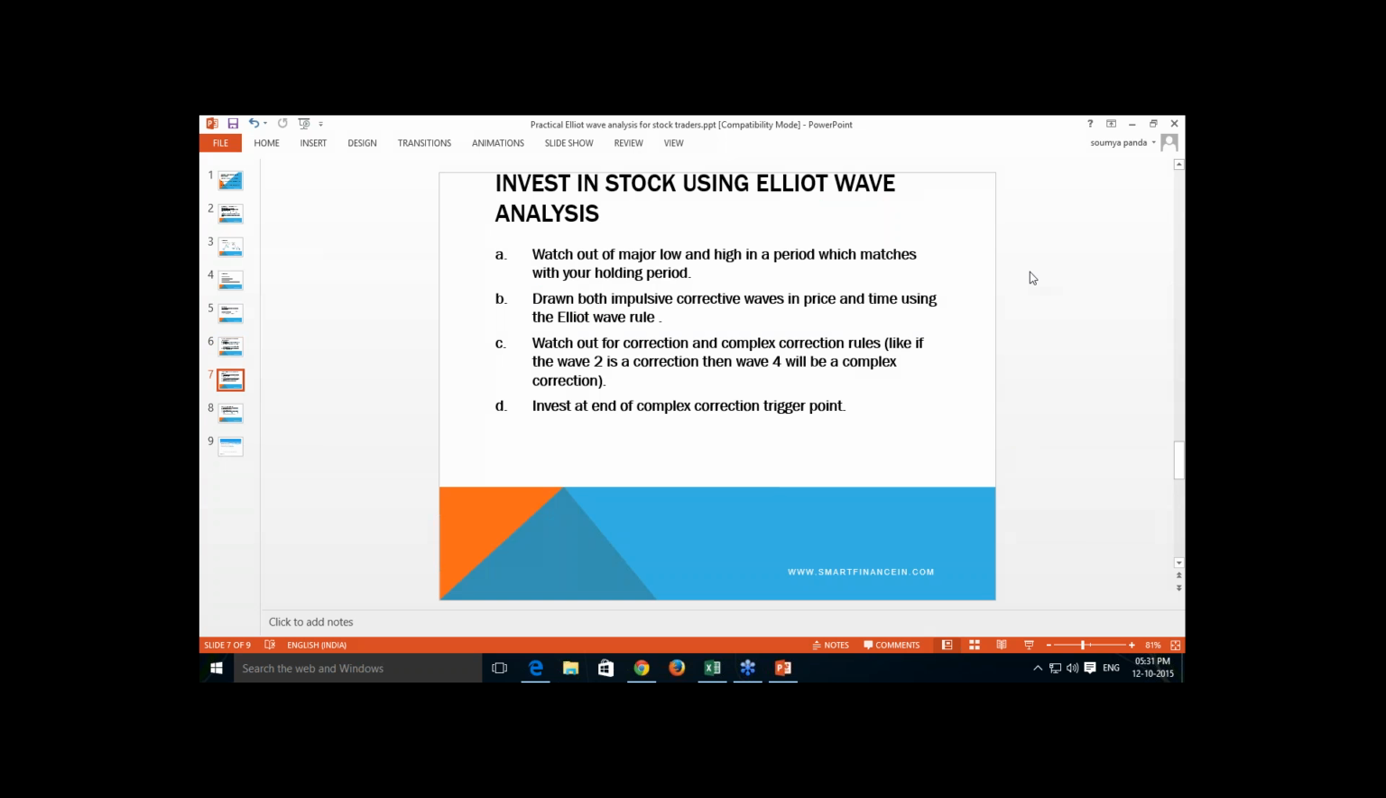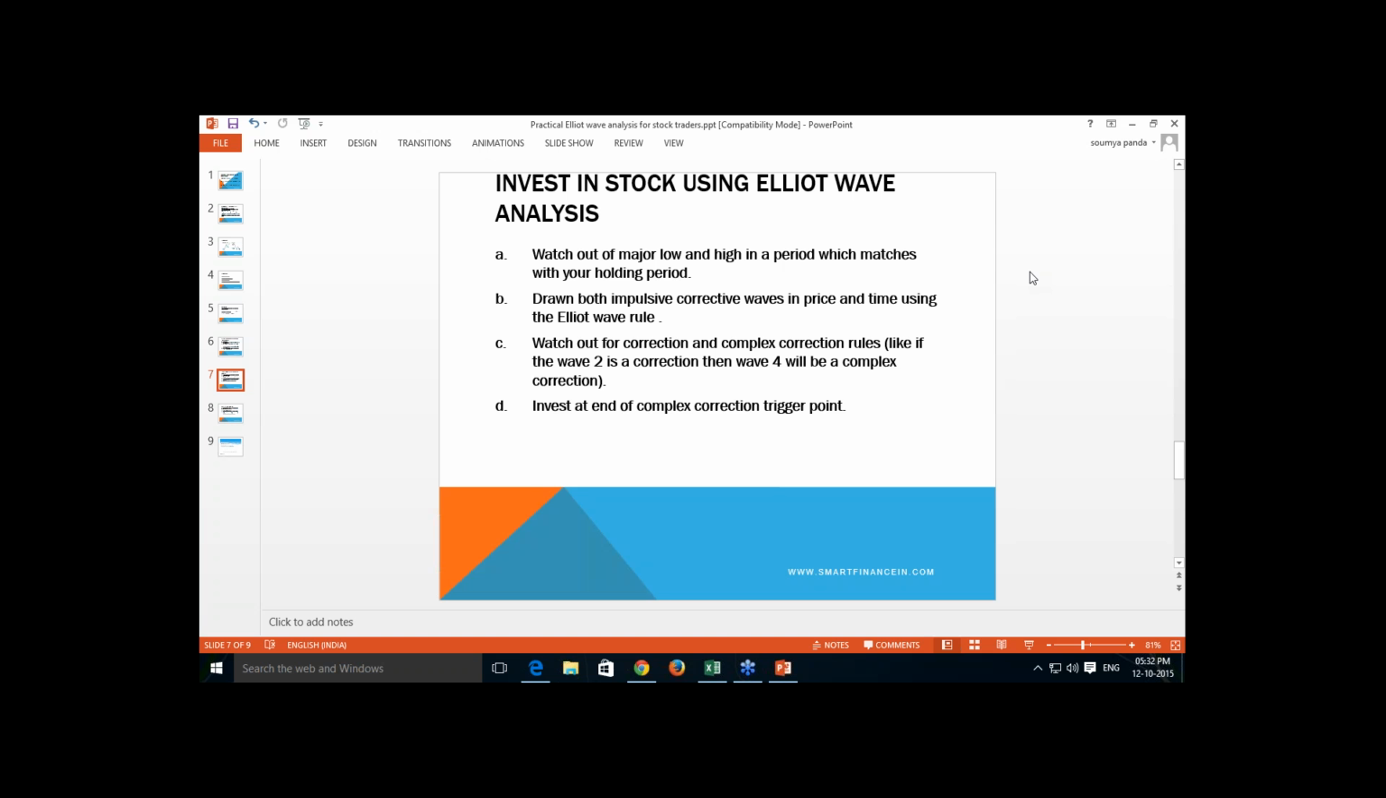So this is how you can invest in a stock using Elliott wave study. Here is a very simple process I have given. Watch out for a major low or high in a period which matches your holding period. Suppose you are going for a 1 month period, 3 months, 2 months, or 15 days. During your 1 month of holding, if you want to buy any stock, then during that 1 month, what is the low and high it has made?